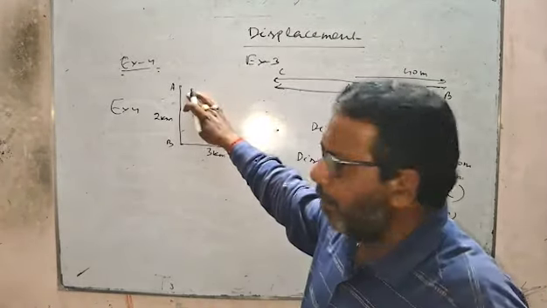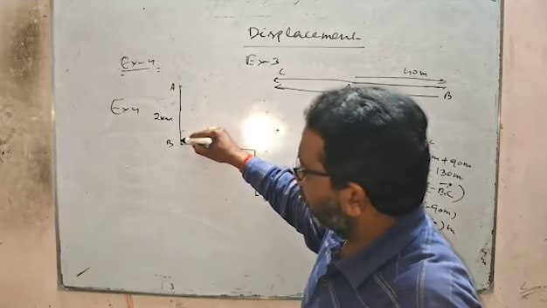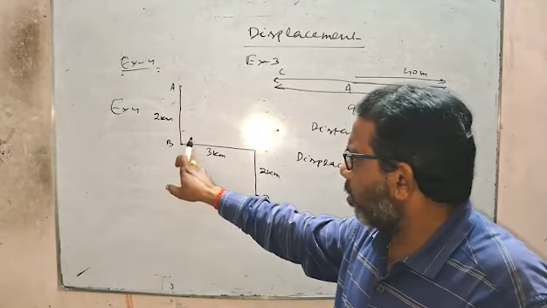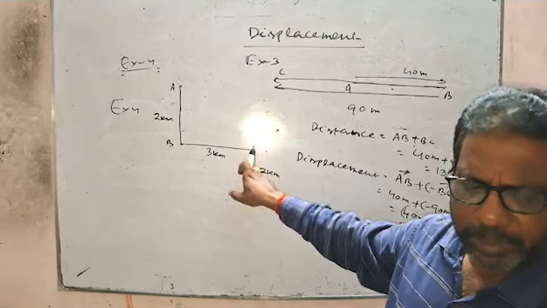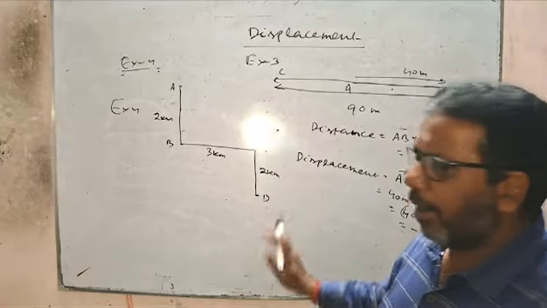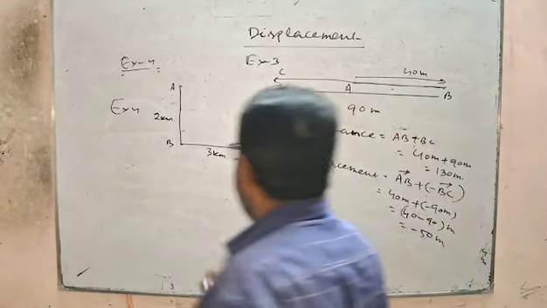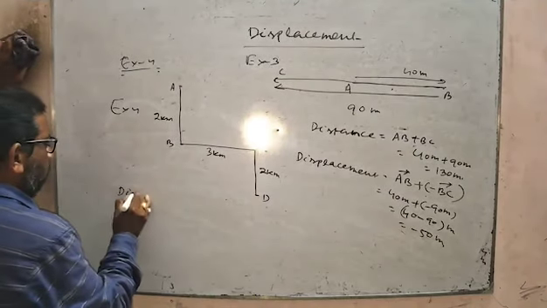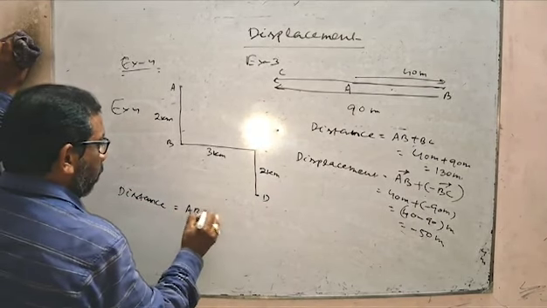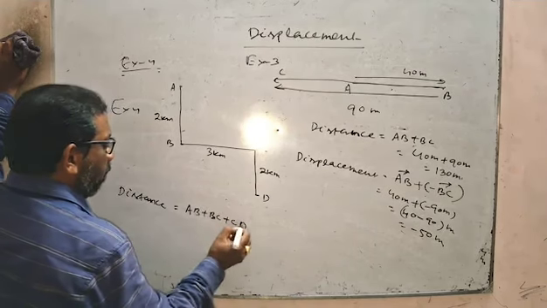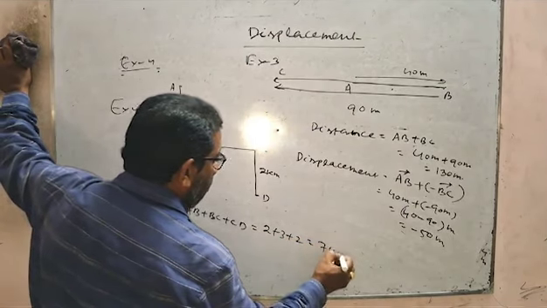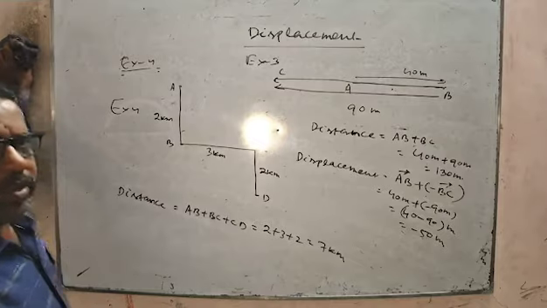The body starts from A, covers 2 kilometers due south and reaches at B. From B, it covers 3 kilometers due east and reaches at C. From C, again it covers 2 kilometers and reaches at D. In this case, distance covered is AB plus BC plus CD. Total path 2 plus 3 plus 2, 7 kilometers.